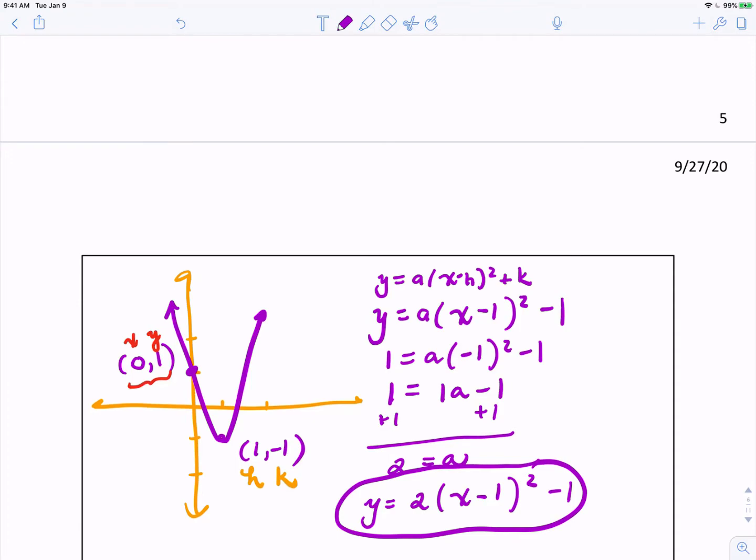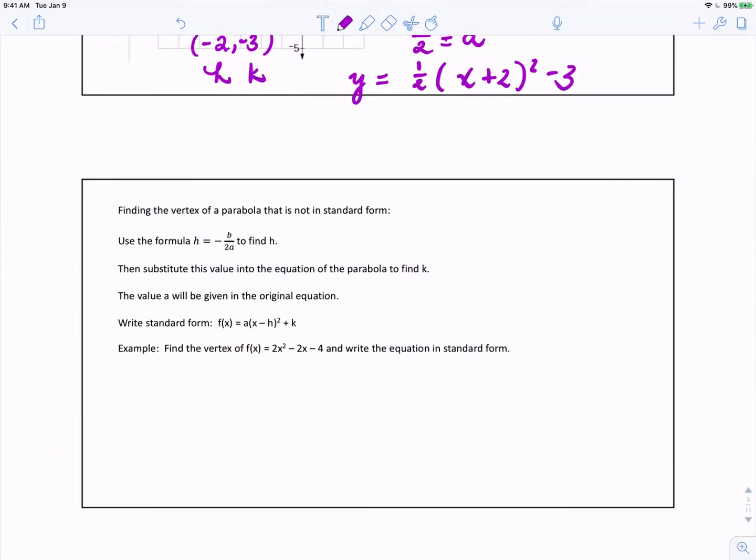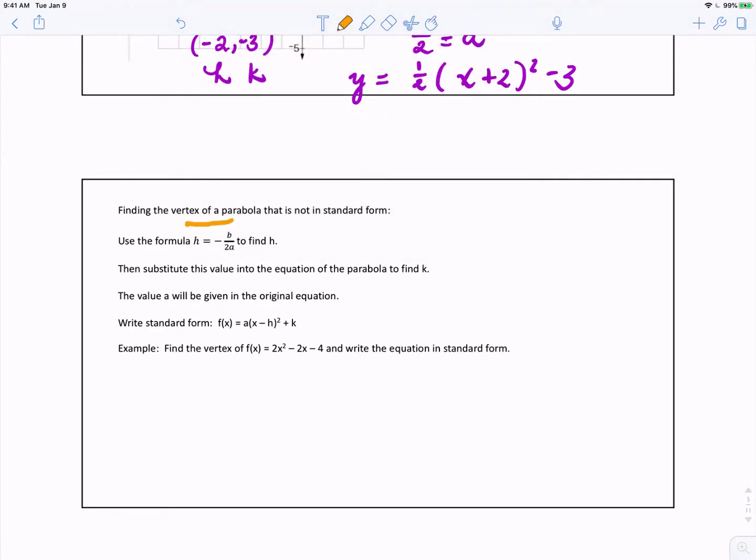How do we find the vertex if we don't have a picture and we want to write the equation? To find the vertex of a parabola that's not in standard form, we use this formula: h = -b/(2a), to find h. Once we have that, we substitute that value into the equation to find k, and the value a will be given in the original equation, and then we can write the standard form. So here we go. Find the vertex of f(x) = 2x^2 - 2x - 4, and then write the equation in standard form.